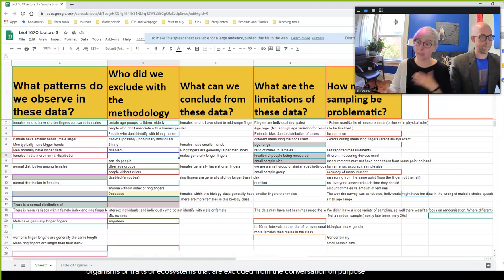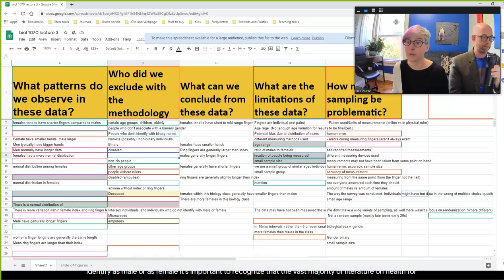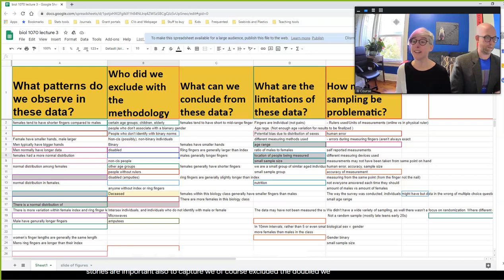We did this on purpose to bring out the conversation. And so, with deepest apologies to all of those people who participated who do not identify as male or female, it's important to recognize that the vast majority of literature on health, for example, is focused on male, with a lot of female exclusion, a lot of non-binary exclusion, and those stories are important to capture also. We, of course, excluded the disabled. We excluded the deceased, for sure. So we excluded a lot of people by using those binary distinctions.